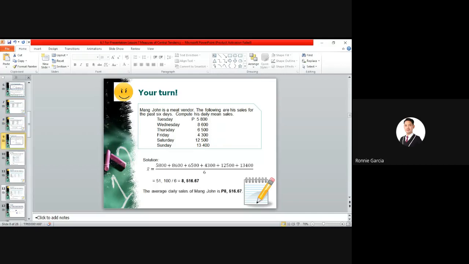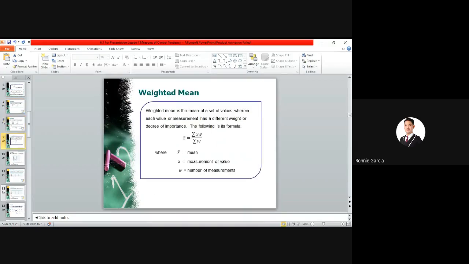Pero when it comes to weighted mean, there is a particular weight given to that particular value. So ang bawat x nimo karon katong data set nimo one by one, naa siya corresponding weight. So we will let W to be the weight or the number of measurement. Mao ni siya ang magsulti kung unsa ka importante ang isa ka value.